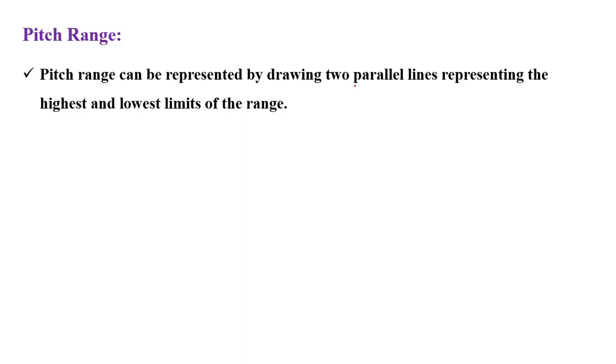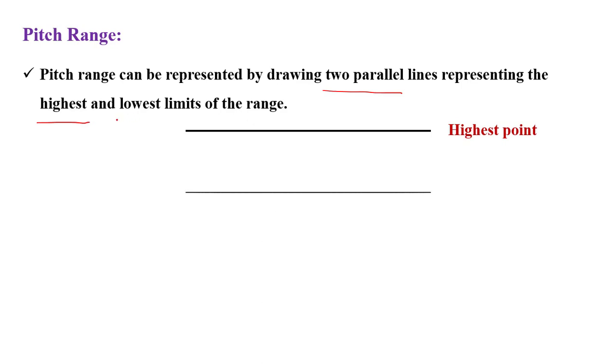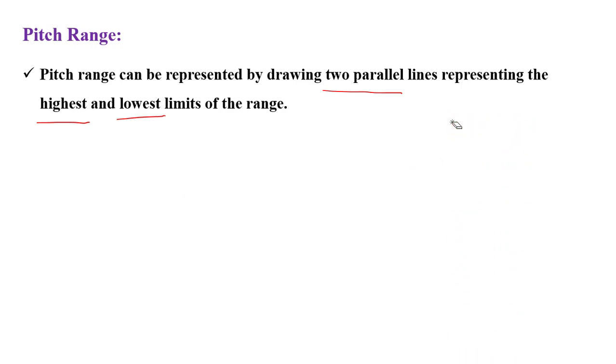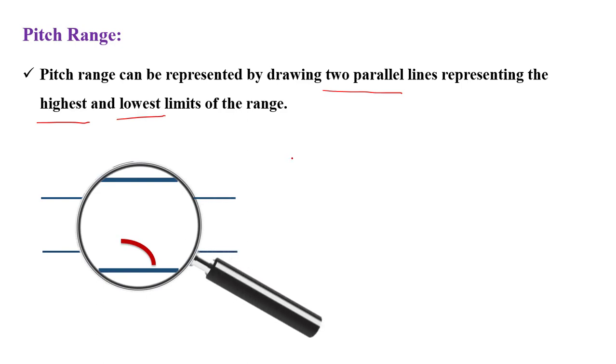Pitch range can be represented by drawing two parallel lines representing the highest and lowest limits of the range. So this point here refers to the highest point of a pitch range, and this here refers to the lowest point of a pitch range. We said previously that in situations where strong feelings are to be expressed, we can make use of extra pitch height. So if we want to represent the difference between a normal unemphatic yes and a strong emphatic yes, it could be something like this.